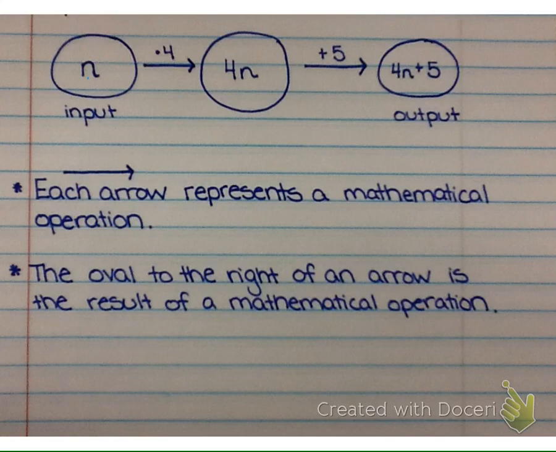What is that oval for? The oval to the right of each arrow is the result of a mathematical operation. We can notice again that n times 4, the result was in that next oval, 4n. 4n plus 5, we could find the result in my next oval is 4n plus 5. Okay? The flowchart is going step by step. Each time we have an arrow, we're doing another mathematical operation to whatever was in the previous circle.